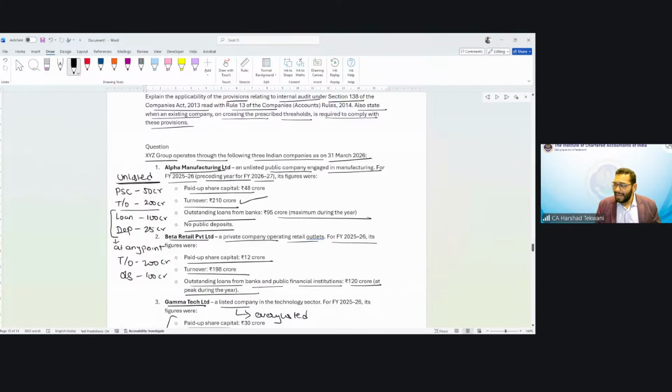Do you think it will make any difference in this scenario? Sir, what is the loan outstanding as per the new question? Loan outstanding 100 crores. Okay. Then also it is applicable, sir. Because at any point in time during the previous year, even if the loan is taken, availed, and outstanding is 100 crore or more, it is applicable.